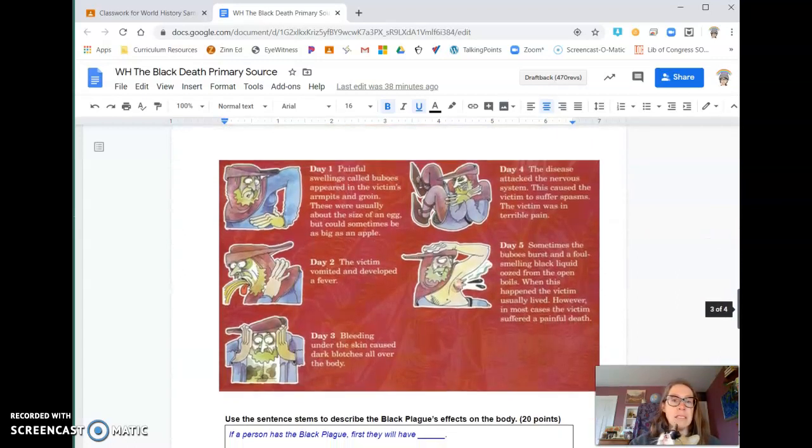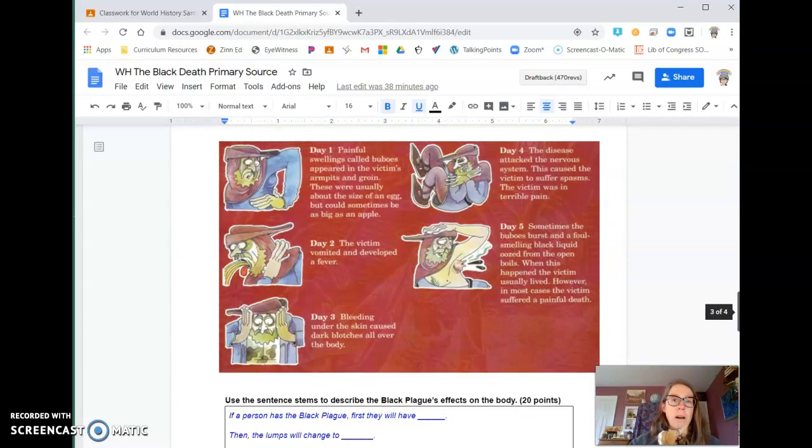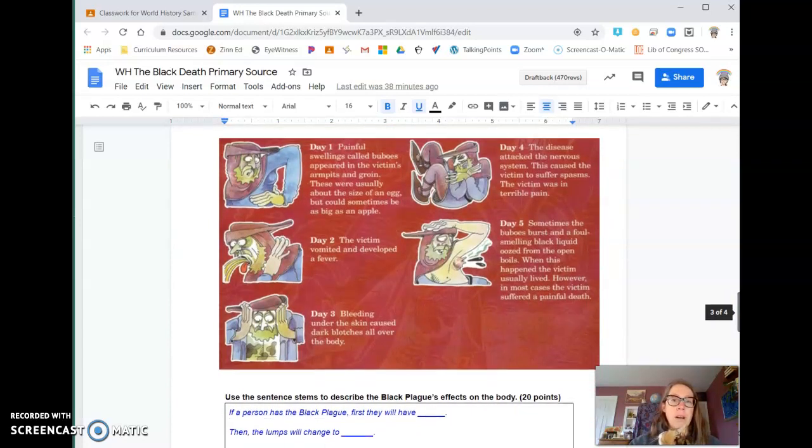And here is an image that kind of walks you through what people probably experienced with the bubonic plague. Day 1, they would just get these swellings called buboes in the victim's armpits or groin. These were usually about the size of an egg, but could sometimes be as big as an apple. Ooh. Day 2, the victim vomited and developed a fever. Day 3, bleeding under the skin caused dark blotches all over the body.